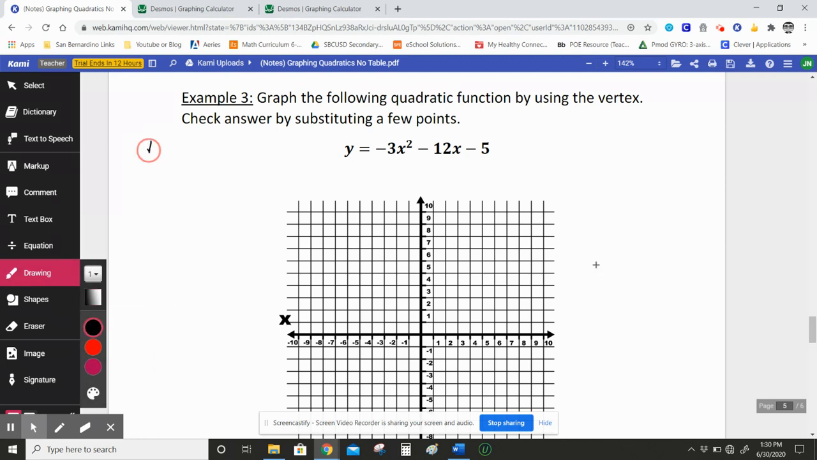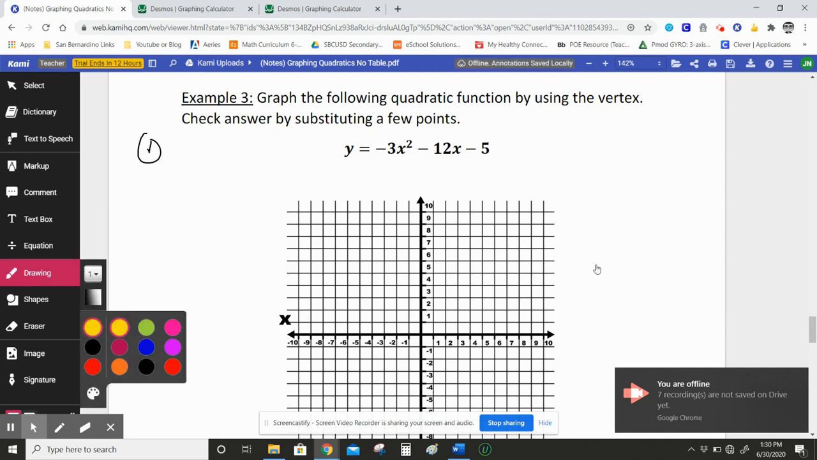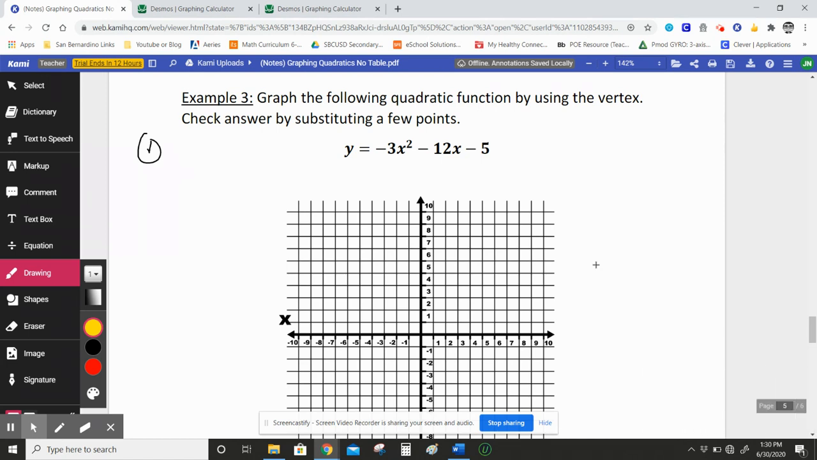The first thing we need to do is figure out what predictions I can make. The first thing is a is equal to -3. The fact that it's negative means that this parabola will be going down. The fact that it's a number bigger than 1 means it's going to be a skinny parabola. So it's going to be going down and it's going to be a thin parabola. That being said, let's do the rest, which is to find the h and the k.